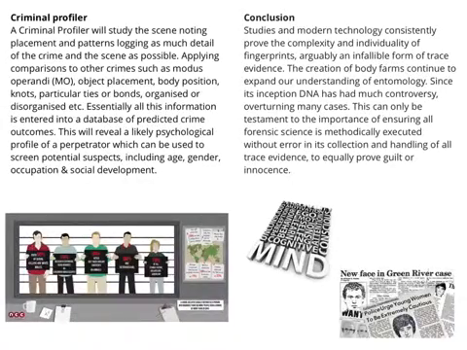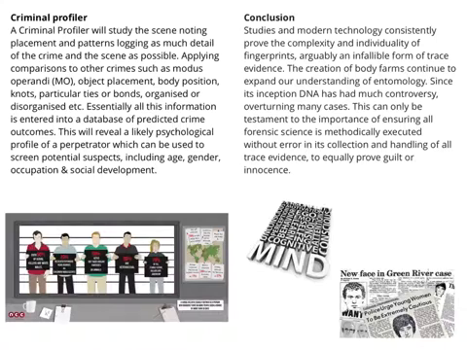Criminal profiler. A criminal profiler will study the scene, noting placement and patterns, logging as much detail of the crime and the scene as possible. Applying comparisons to other crimes such as modus operandi, object placement, body position, knots, particular ties or bonds, organized or disorganized, etc. Essentially, all this information is entered into a database of predicted crime outcomes. This will reveal a likely psychological profile of a perpetrator, which can be used to screen potential suspects, including age, gender, occupation and social development.